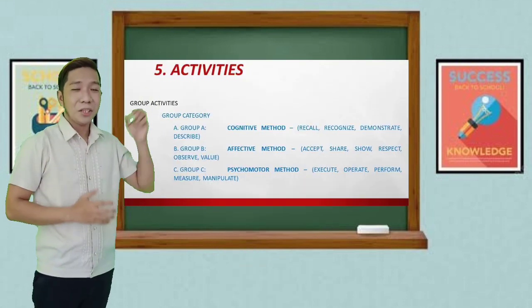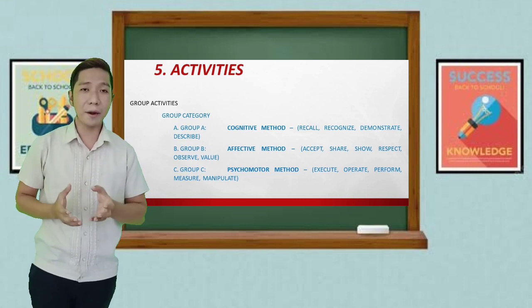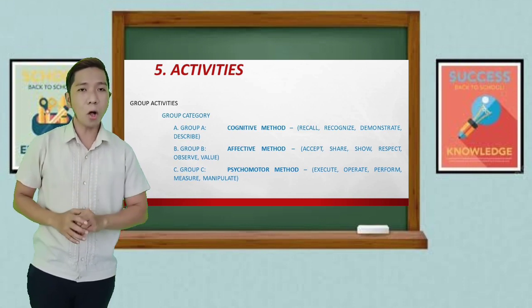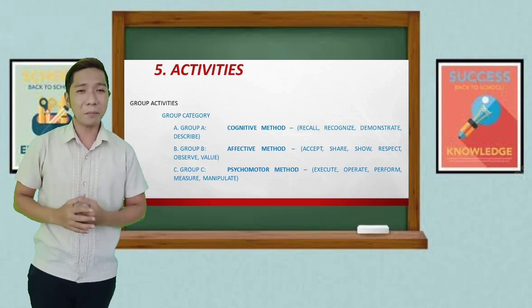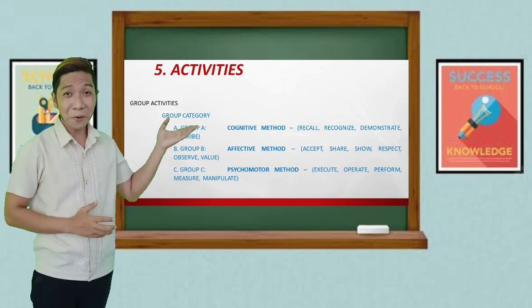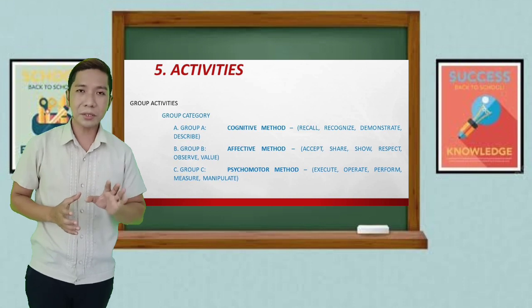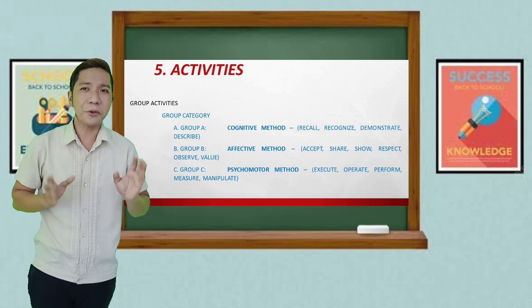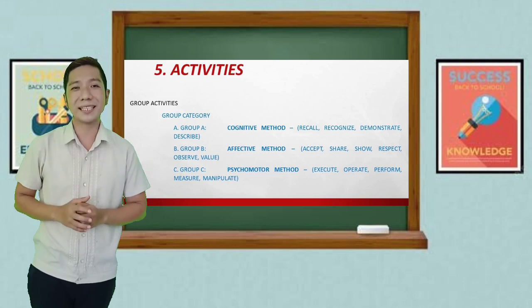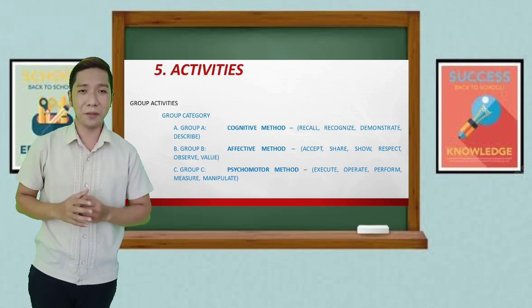Group A shows a cognitive method. Your group will compare and contrast, know, recall, recognize, demonstrate, and describe what the other members do. Group B shows an affective method. While listening to the Group A presenter, your group will jot down everything you heard and try to emulate it. Accept, share, show respect, observe, and value the lessons you've learned.